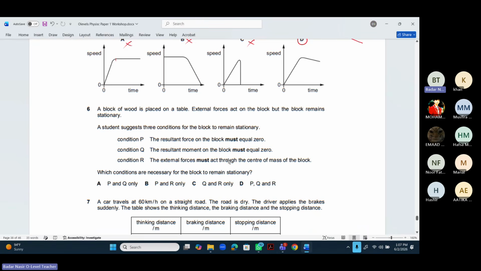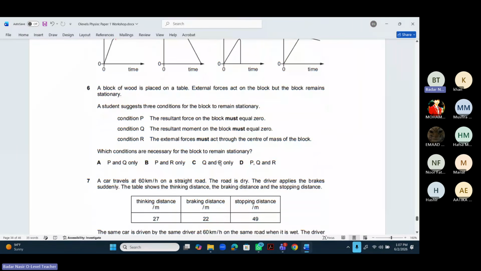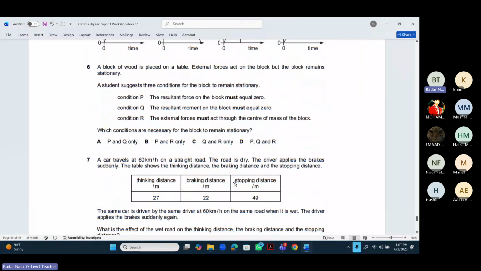Now for question number 6, a block of wood is placed on a table. External forces act on the block, but the block remains stationary. A student suggests 3 conditions for the block to remain stationary. Which conditions are necessary for the block to remain stationary? The resultant force on the block must be equal to 0.